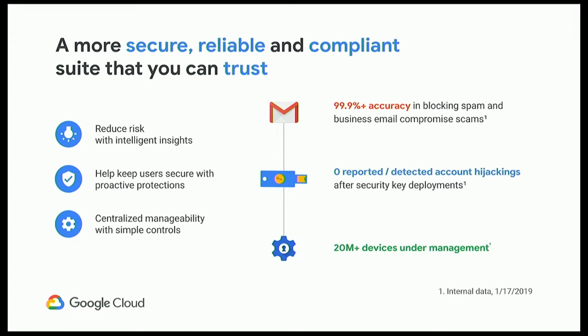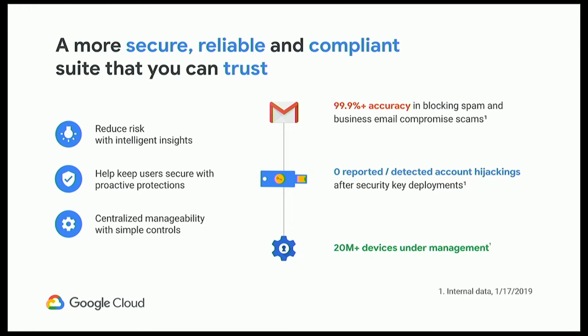The second thing is about proactive protections. At the end of the day, when you unbox G Suite, you want a lot of those protections to be on by default. You should not have to go into 20 different configurations to figure out which protections you have on. And we do believe in the idea that these protections should be on from an admin perspective, but also from a user perspective, so that users can become part of that security journey. As an example, we have about 99.9% accuracy in preventing spam and business email compromise attacks from coming into your enterprise. And with security keys, once we've had security key deployments, we've had 0 reported or detected hijacked accounts. The last thing is simplicity.